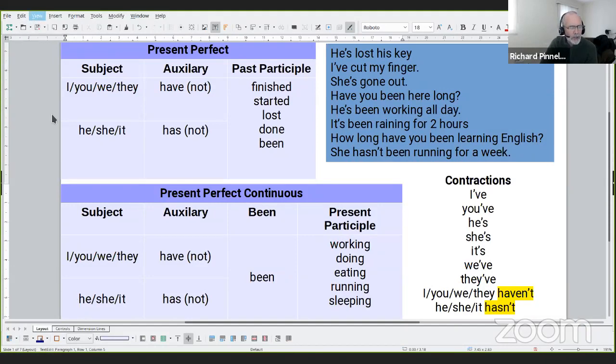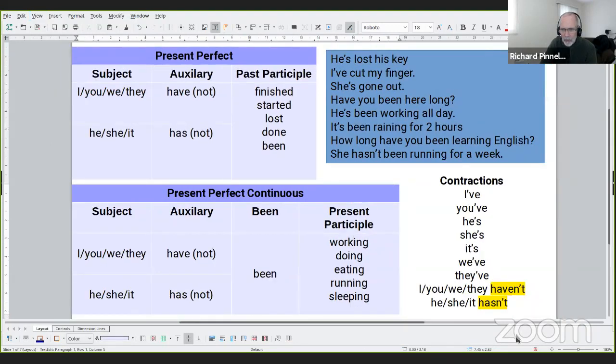Let me just see if I can change this view a minute. I want to get rid of this thing at the bottom.